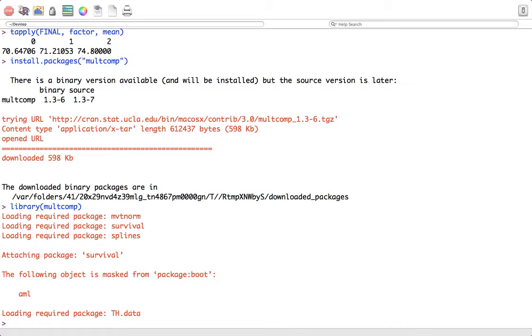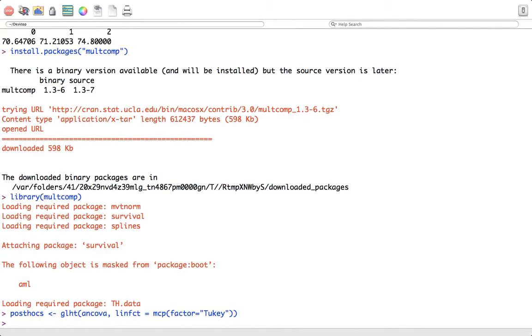All right, guys, so what I want to run here is just post hoc. And I use what's called the glht command. And I want to run this on my ANCOVA. And I want to run my linfct. All right, guys, I don't know if it's linfct or linfact. I guess we'll find out, right? All right, cool, I lucked out.